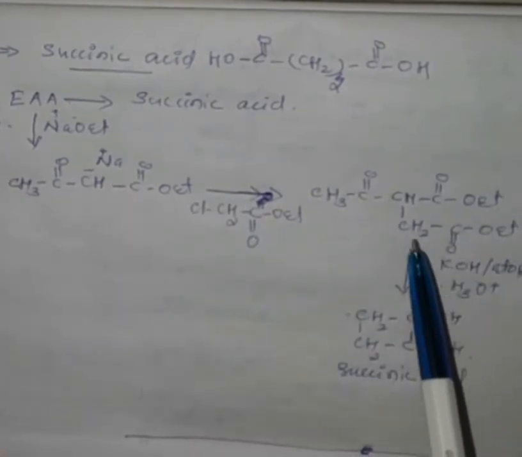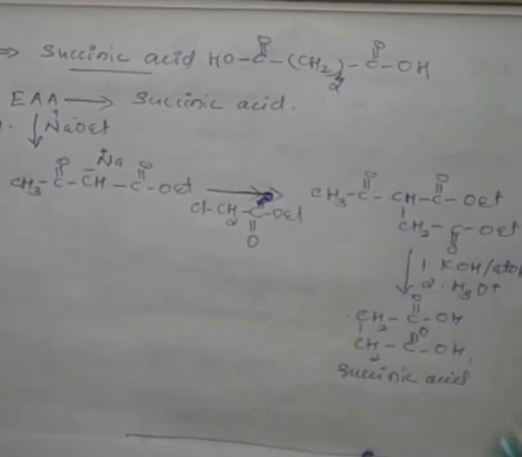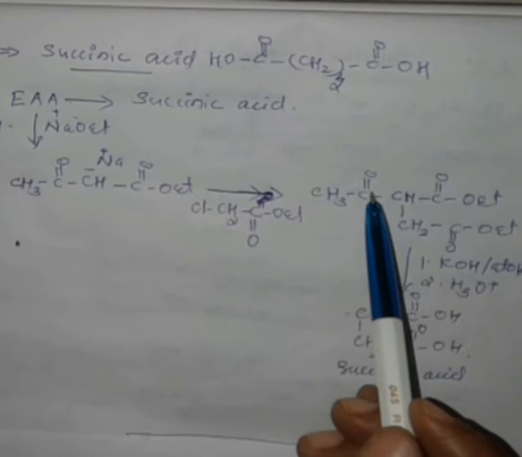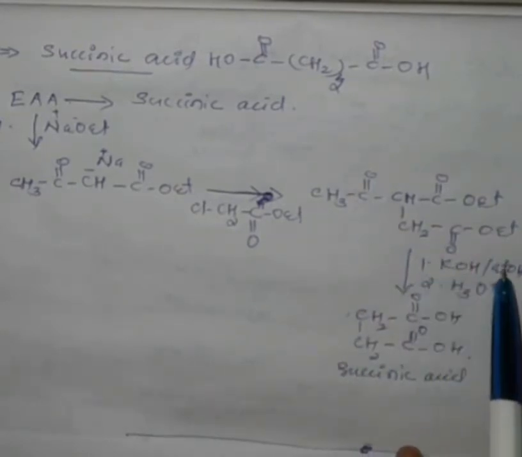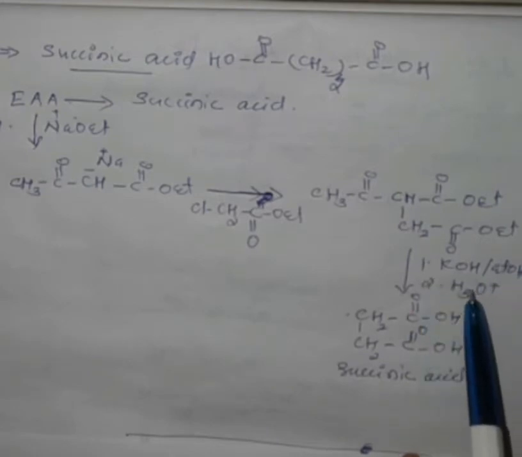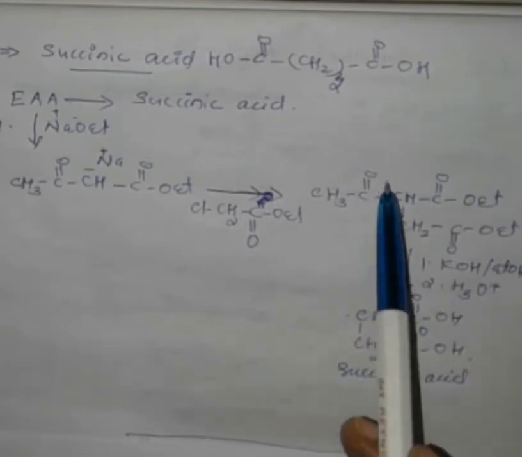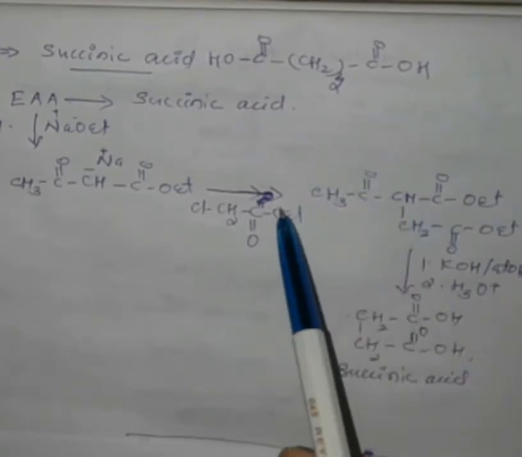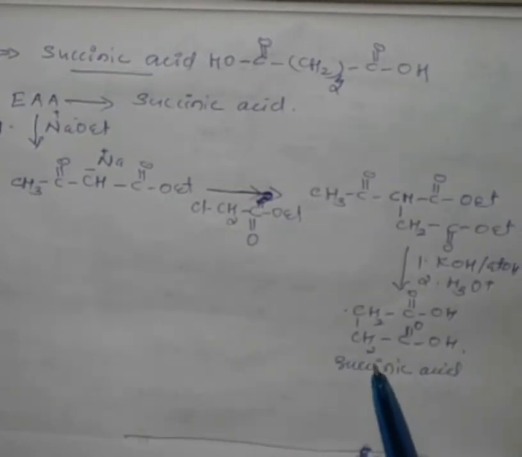Then here we have to synthesize the acid, so there is no need for this keto group. So we treat it with alcoholic KOH, and then it is treated with the acid. On treating this with the KOH, this group is removed and we get CH2 C=O OH, CH2 C=O OH. It is nothing but succinic acid.